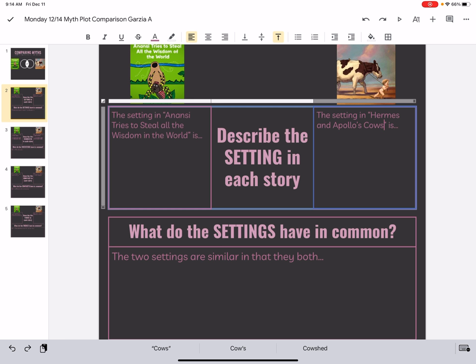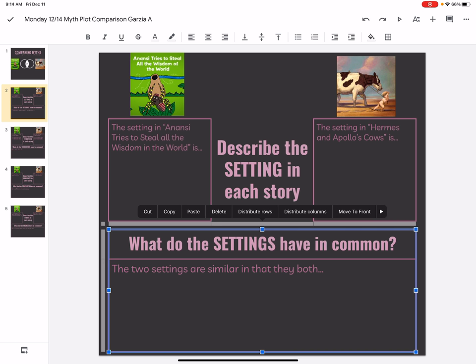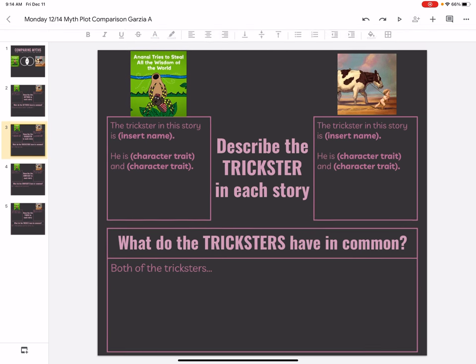Remember, hint, hint, think about where he's trying to hide his gourd full of wisdom. And then the setting in Hermes and Apollo's cows, there are a couple of different settings in there, so think about that one. At the bottom, we're talking about what the two settings have in common. The two settings are similar in that they both, and tell me what is similar about the settings.